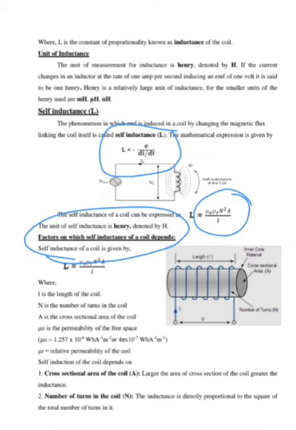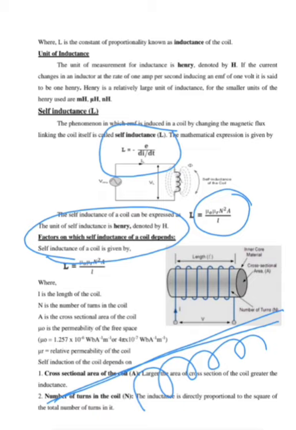L is equal to mu naught mu r N square A divided by L. I already told you that if I am going to take a wire, this is a length of a wire, and I am going to wound this to a number of turns, now this simple wire will be called as a coil.